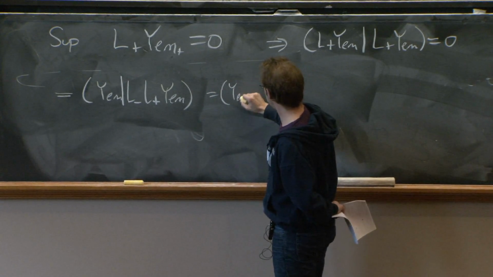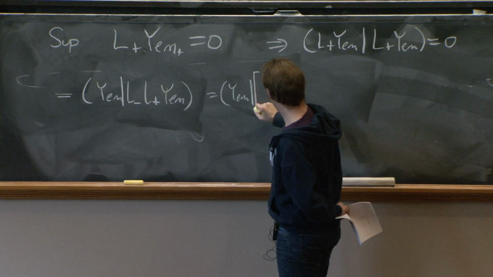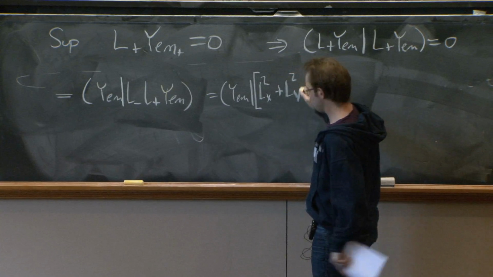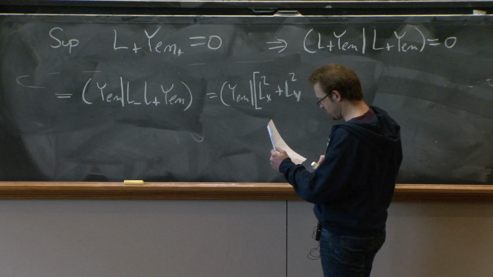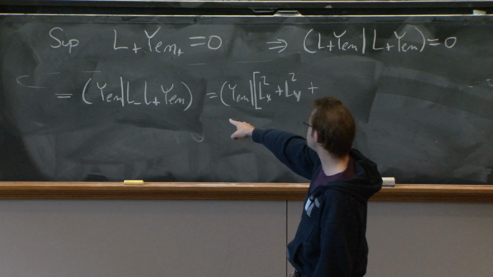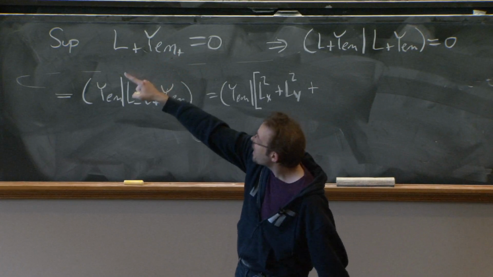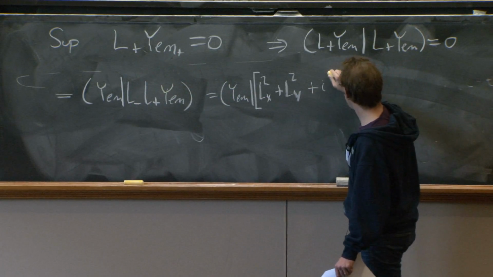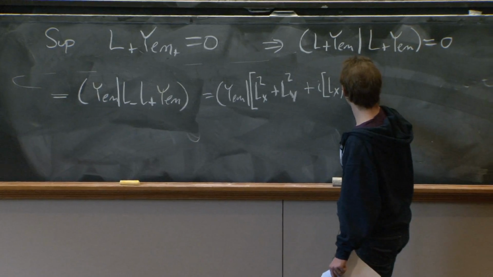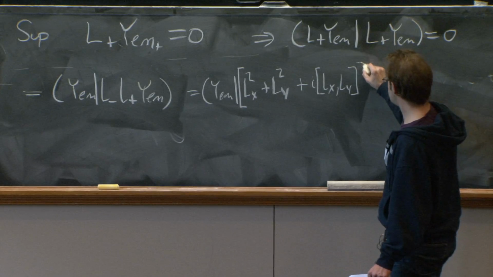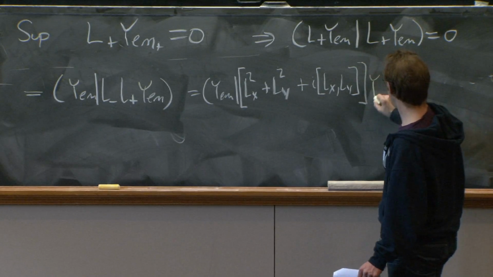So YLM, we get an Lx squared plus an Ly squared. I'm not going to get my sign right if I'm not careful. Plus, well, let's just do it. OK, so we have L minus L plus. So we're going to get an Lx, I Lx Ly minus I Ly Lx. So plus I commutator of Lx with Ly. OK? Good. So that's progress, YLM.